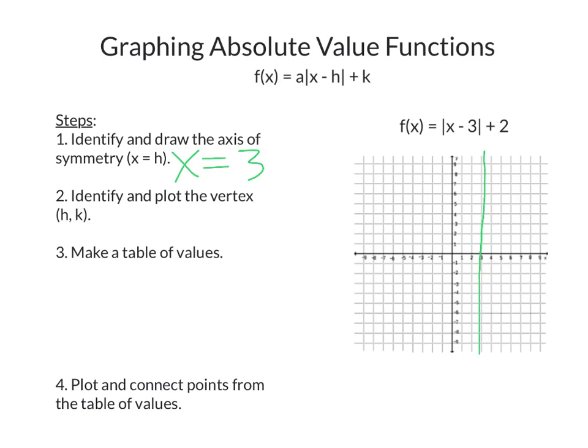Next, I can find my vertex. I already know that 3 is my value for h, and looking at my equation, 2 is the value for k. So the point (3, 2) is my vertex.